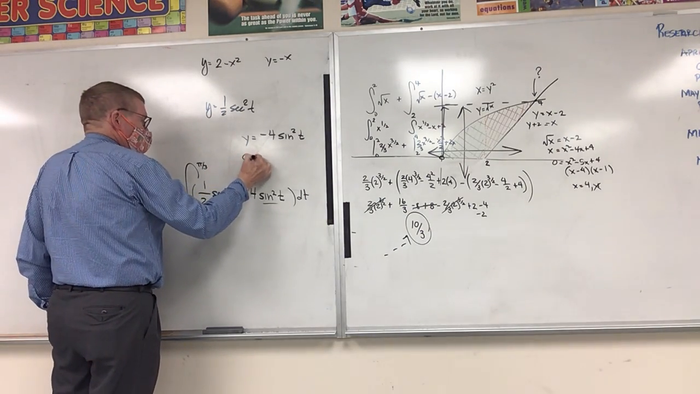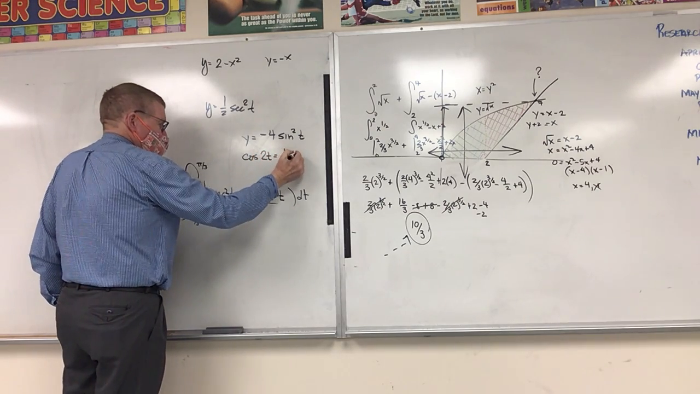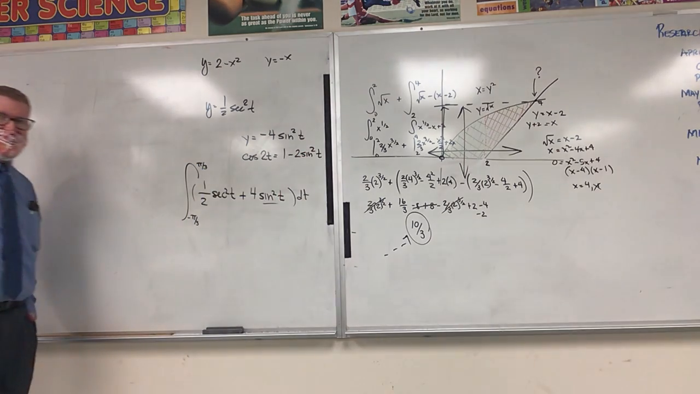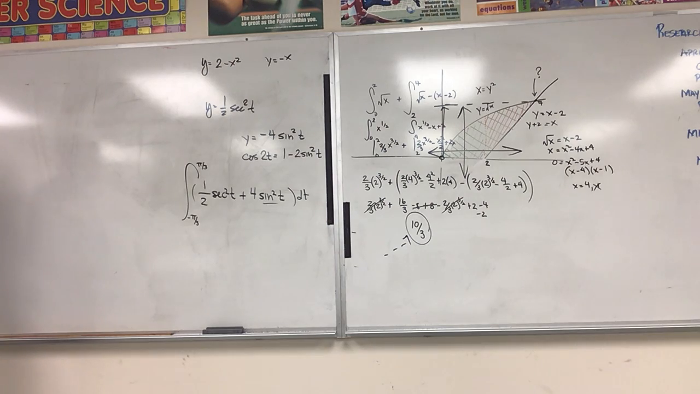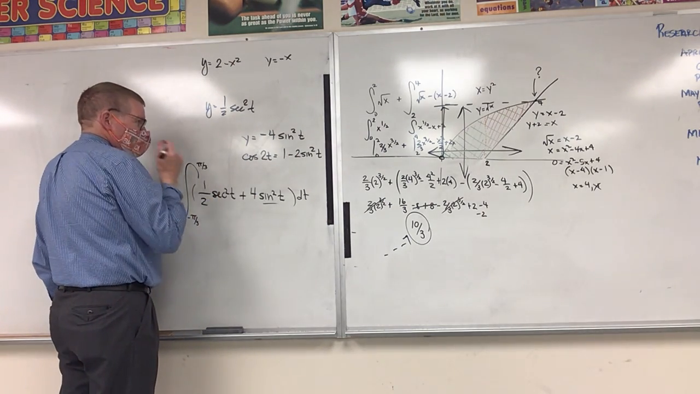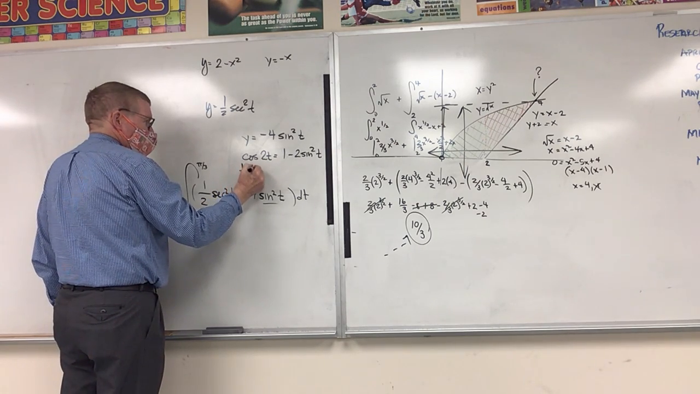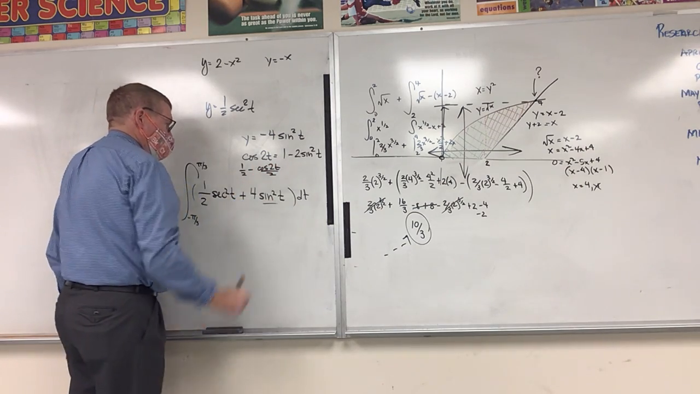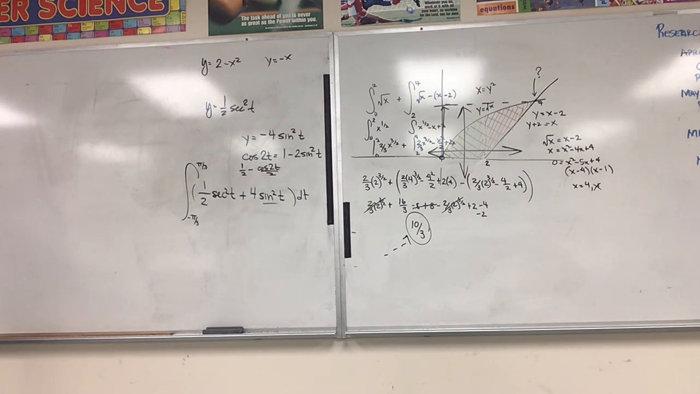We know that cosine 2t equals 1 minus 2 sine squared t. Correct? We can solve for sine squared t to get 1/2 minus cosine 2t over 2. Couldn't we leave the 2 in there and just factor out the 2 from the 4, take out a 2 from the integral, so it'll be 1/4 secant squared t plus 2 sine squared t, and then just use the identity? You could.